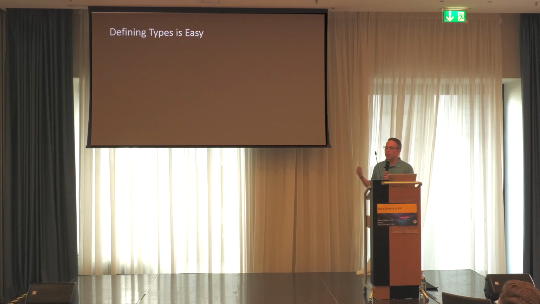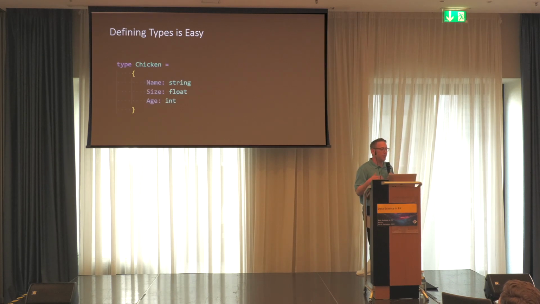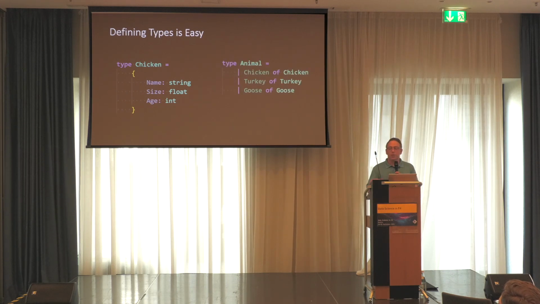Now, what are some of the features of F-sharp that make it great for this use case? First of all, as we've mentioned in other talks, defining types is easy. So if I wanted to create this type chicken, I can give it a few fields, and I can also create discriminated unions, which allow me to describe when I have several things that might all need to be associated together. And the nice thing about discriminated unions is it allows us to cover all the possible cases of a thing instead of using something like inheritance, where you cannot necessarily guarantee that.